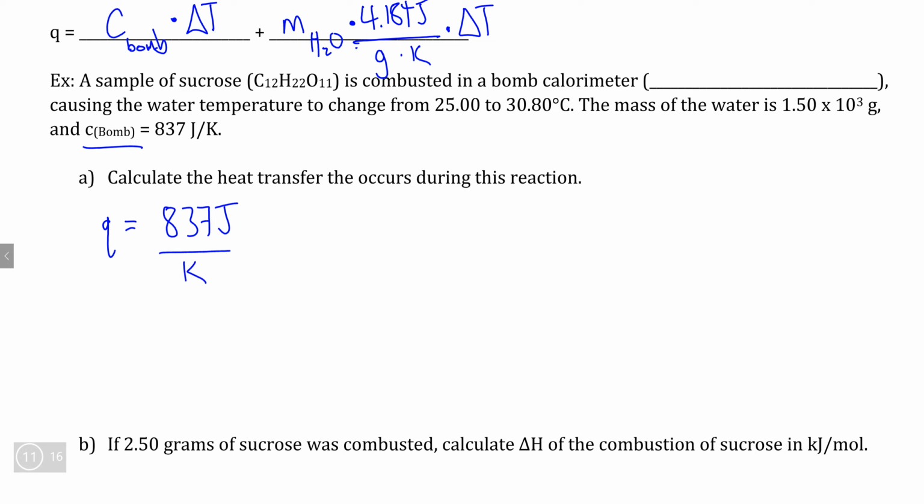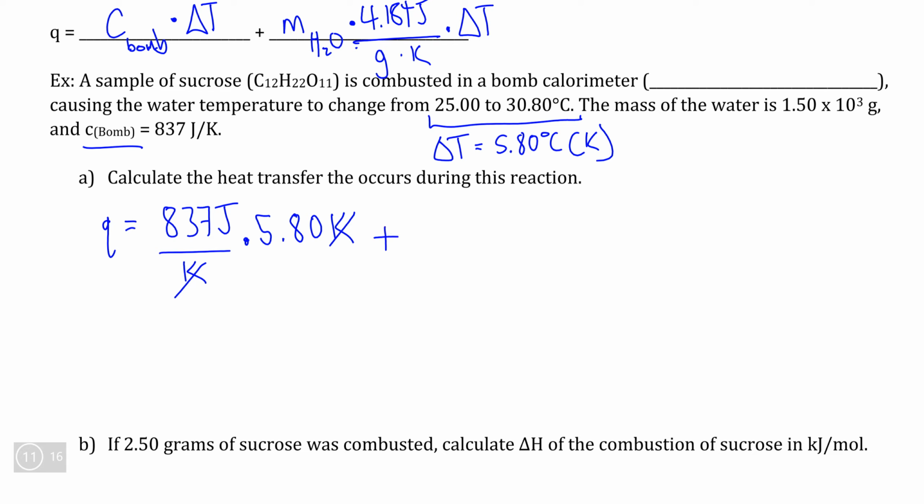Again, notice the mass is not given because the mass is built into this, and the mass of the bomb obviously doesn't change. We see the temperature change is listed right here, and we can just eyeball this calculation. We know that delta T is going to be 5.80 degrees Celsius, and again, because we're measuring a temperature change and each degree Celsius is the same as a degree Kelvin, these are the same measurement, so we can just multiply our specific heat capacity of the bomb by 5.80 Kelvin, and there's the first half of our equation.